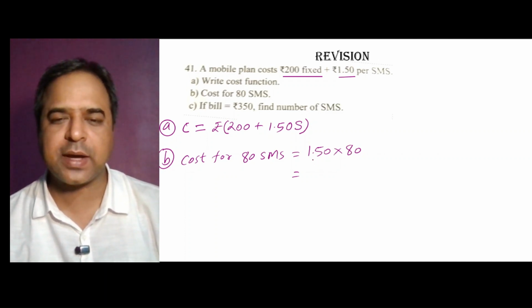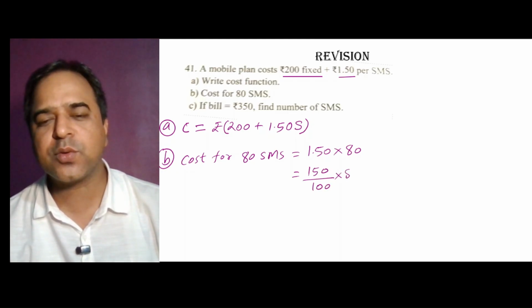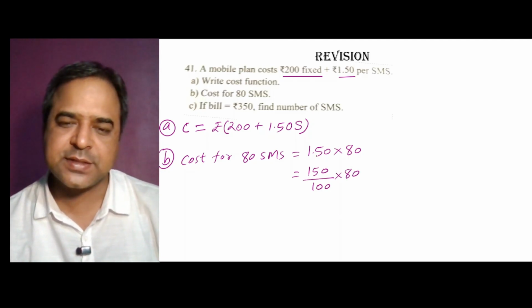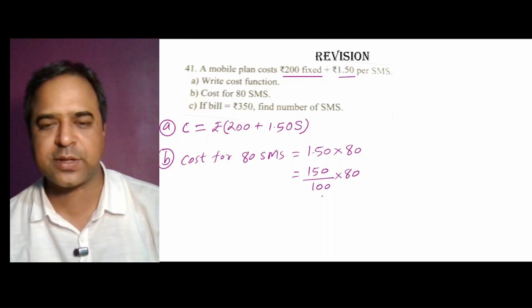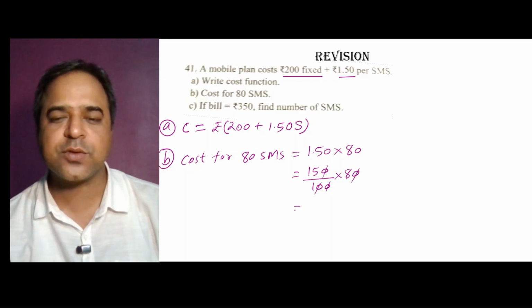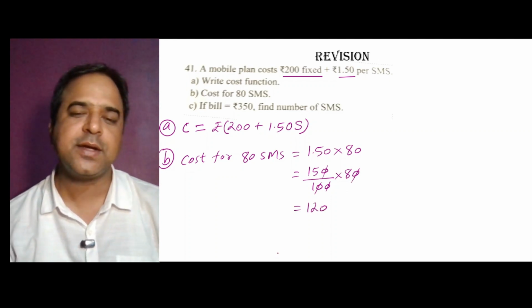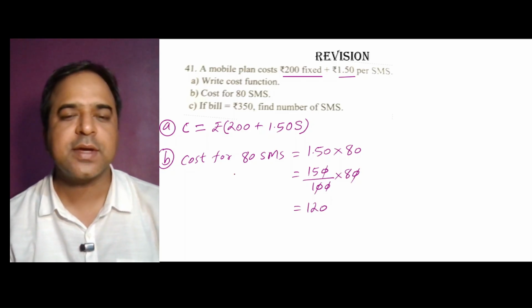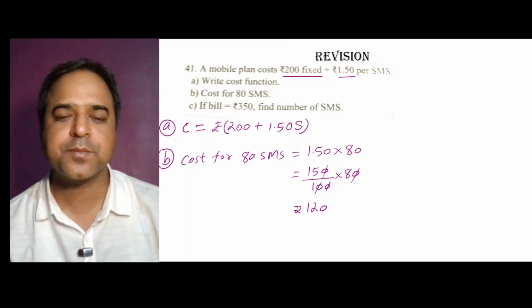So now we will multiply 1.50 with 80. Okay. So you can write it as 150 upon 100 into 80. What I did, this decimal point which is there, I converted into a fraction. If you want, you can do direct multiplication. So you can cancel, the zeros will cancel. So 15 times 8 is going to give you 120. So cost for 80 SMS is 120 rupees.